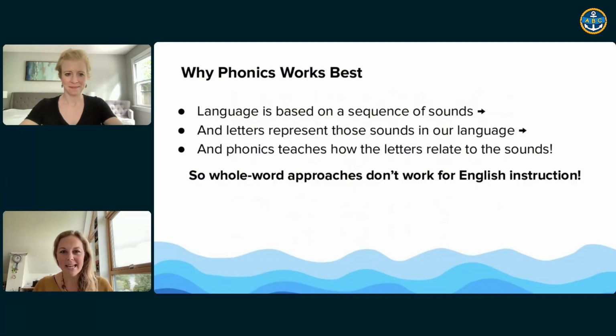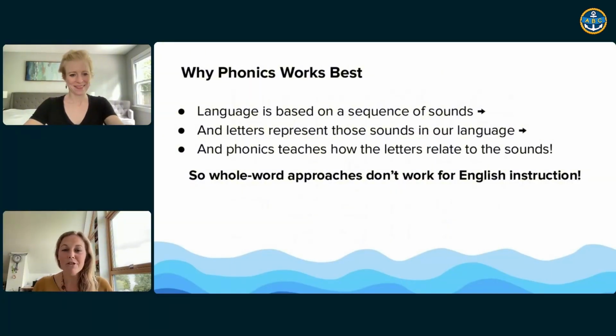When we teach phonics today, we are actually harnessing the most basic structure of our language. Our language is based on sounds, and our letters represent those sounds. And voila, phonics teaches how to link those sounds to letters to sounds. And that is why it doesn't work to use whole word approaches for English instruction.